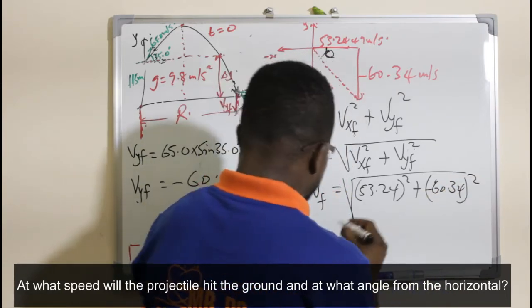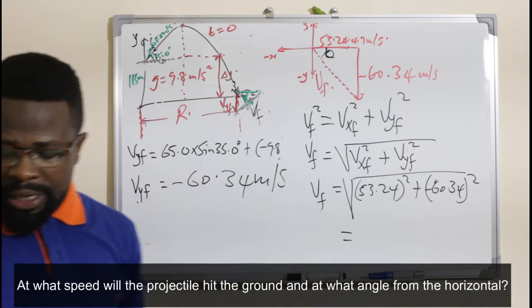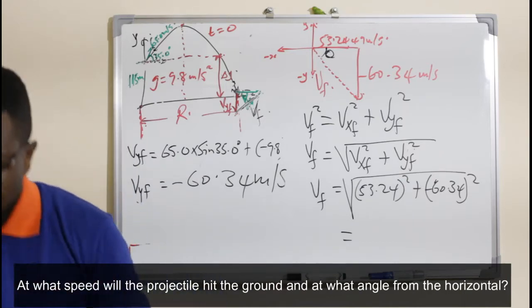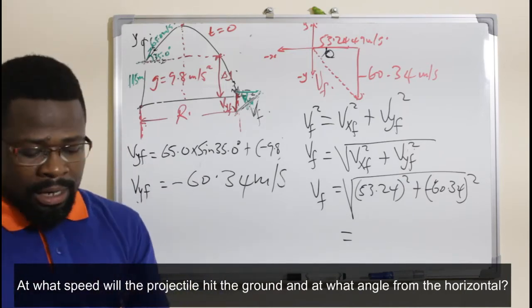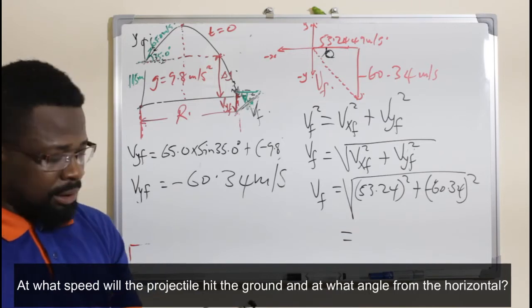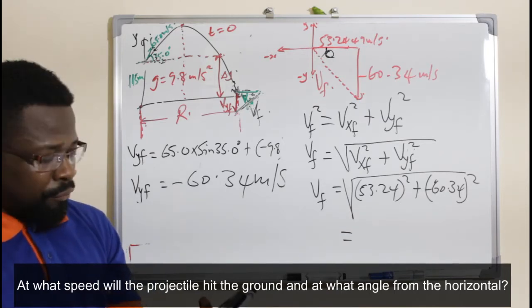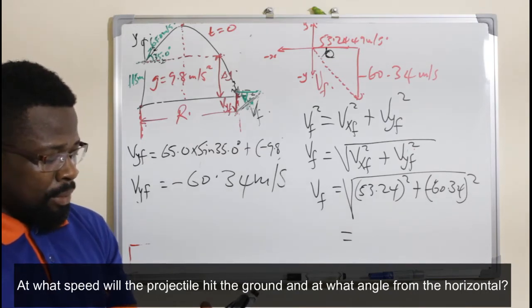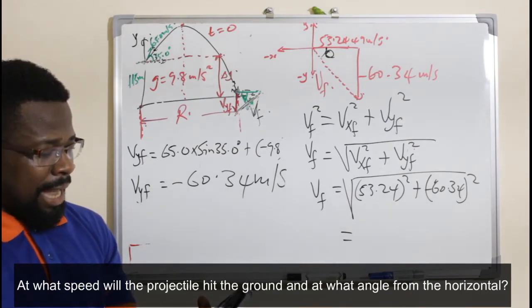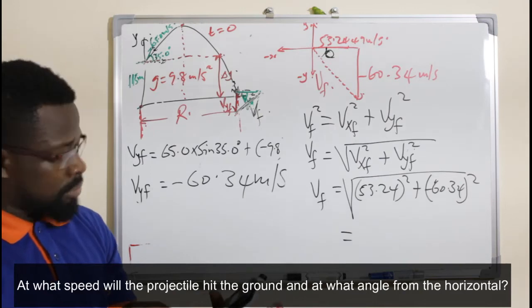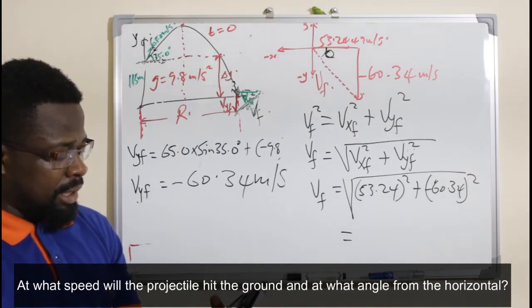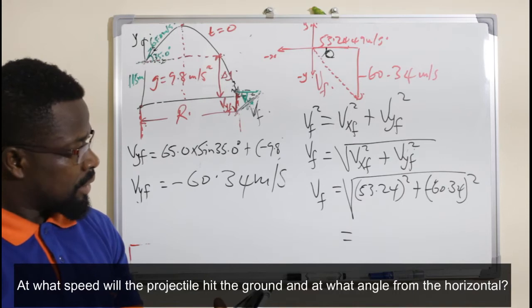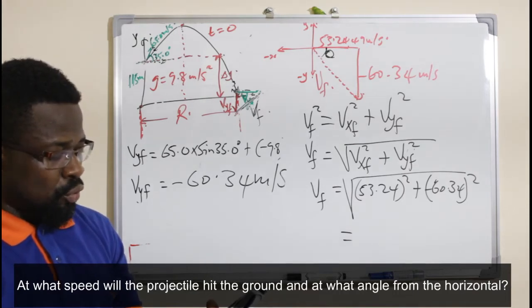And let's punch that into our calculator. Quickly punch that into the calculator. So we take our calculator, and then we're going to do the calculations from there. This is the root of 53.24 squared plus negative 60.34 squared.